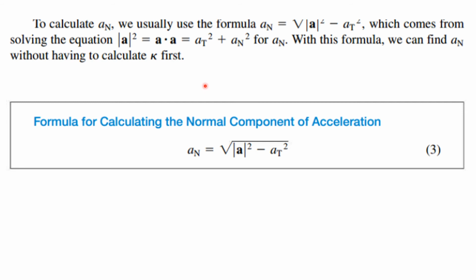Sometimes to calculate a sub n, we could use this formula, that a sub n is equal to the square root of the magnitude of a squared minus the magnitude squared of a sub t, just that number squared. And that formula comes from this. If we take the magnitude of a squared, we learned in our first chapter on vectors, that's a dot a. So this is going to be the square of the components. And I solve this for a sub n, so I subtract this from both sides and take the square root, and here is that formula for calculating the normal component of acceleration. And it can be simpler doing it this way because we don't have to calculate the curvature.